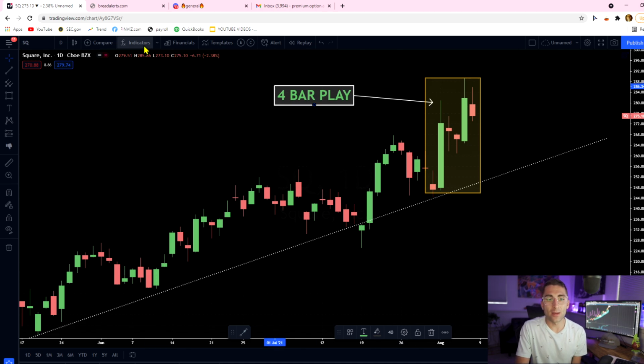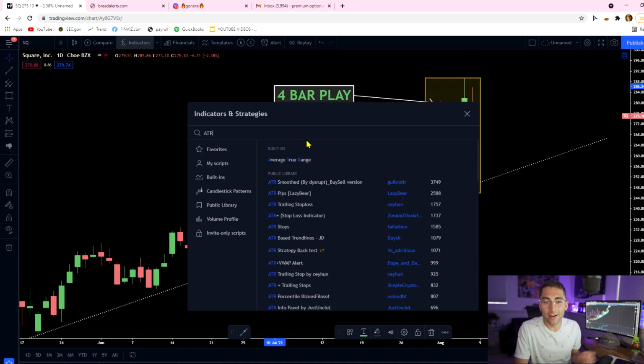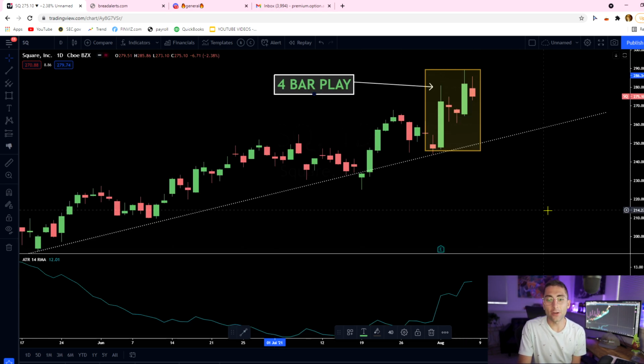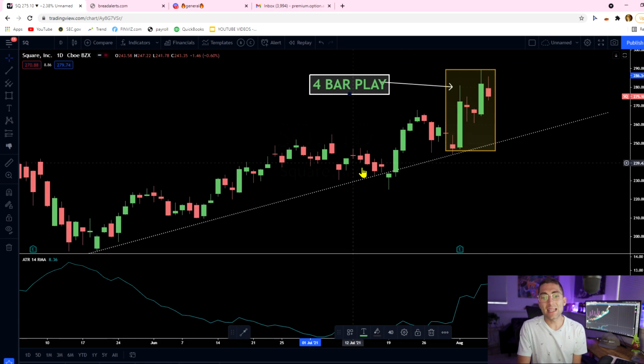So first off, I'm going to add this thing called the ATR. It's called the average true range, and it's basically the average the bar can move at the current moment. So if we have the candlesticks on here, they can move a certain amount based on statistics and based off the average of the past.